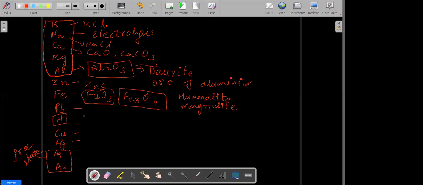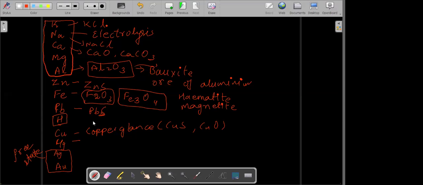Lead also occurs in the form of lead sulfide and lead oxide. Generally, these are the forms in which lead occurs. Copper occurs as copper glance. We call the ore of copper copper glance, represented by CuS, copper sulfide, or copper oxide. Then mercury. All the ores of mercury have a specific name. The ores of mercury are called amalgam.